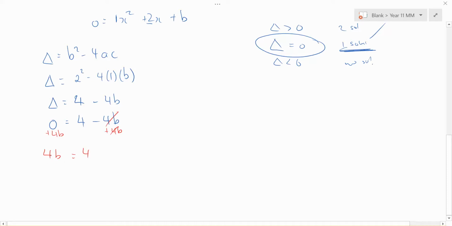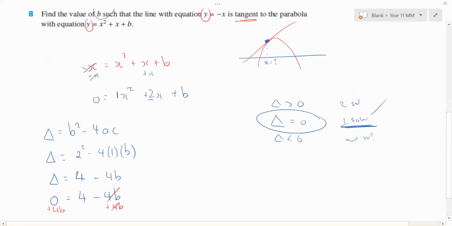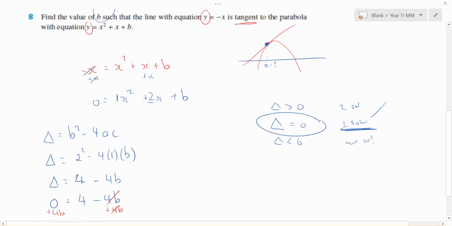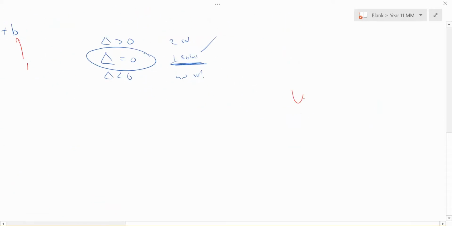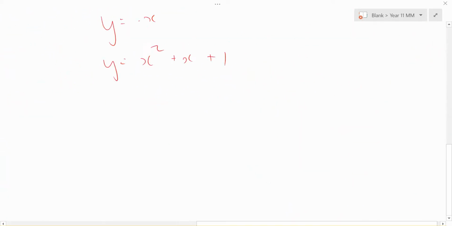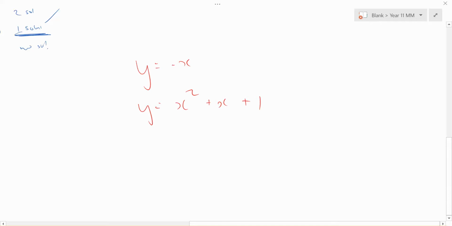Divide both sides by 4 because this is times. And b equals 4 over 4, which is 1. So that means that if I want only one intersection, b has to be 1. That means this equation has to be 1. Okay, so if I have 1 in this equation, then I know y equals -x and y equals x squared, what was it again? Plus x plus 1. Was it 1? Yeah, plus 1. These two should intersect only once.